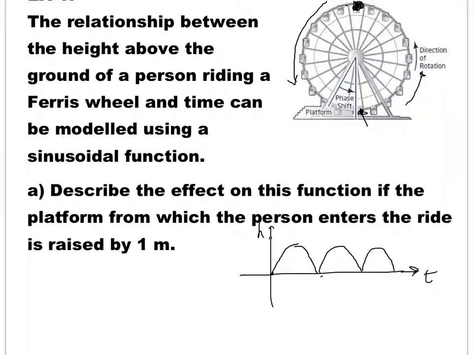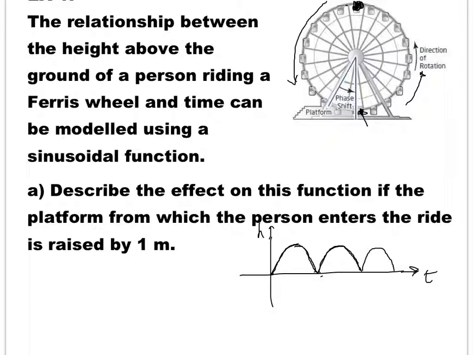You may be wondering, it doesn't look like a sine or cosine function. How come we call it a sinusoidal function? The reason is that, first of all, this is a periodic function, because every period the graph of the function is repeating. So this is a periodic function. That's the first thing. Now let's see what will happen if we raise the platform.